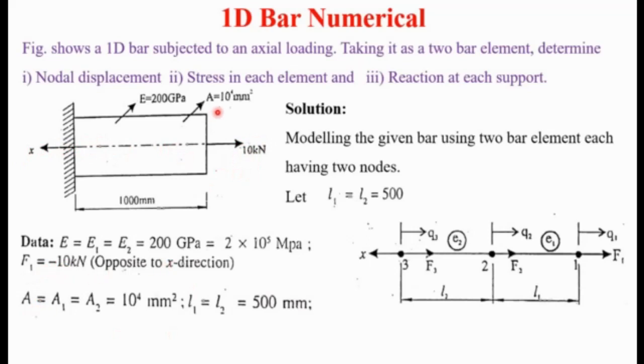Then the area is given as 10 raised to 4 mm square. This bar has a uniform cross section, so the area A1 of element 1 is equal to the area A2 of element 2, which is equal to capital A, equal to 10 raised to 4 mm square. The length L1 of element 1 and length L2 of element 2 are the same, equal to 500 mm.